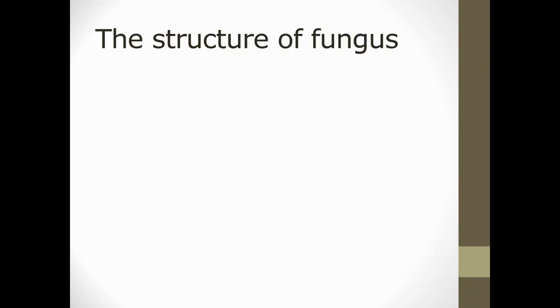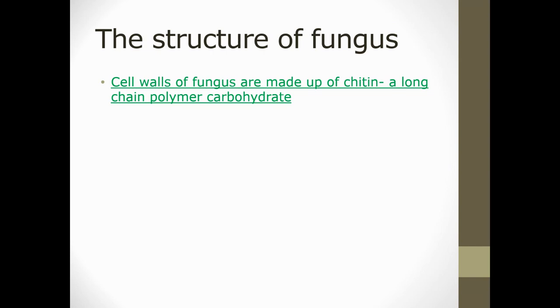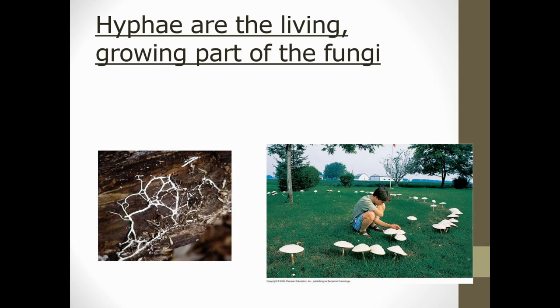The structure of a fungus. So they have cell walls that are made up of chitin, and chitin is a long chain polymer carbohydrate. Okay, so plant cell walls are made of cellulose. Fungus cell walls are made up of chitin. And chitin is super tough. Mycelium only grows at the apical end, which is the longest point.